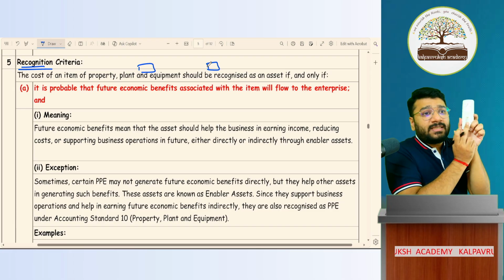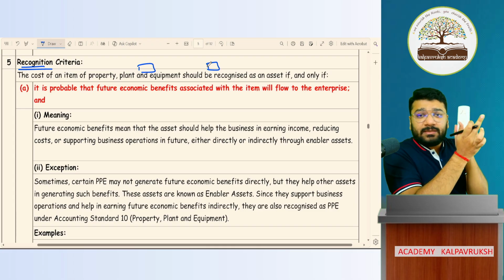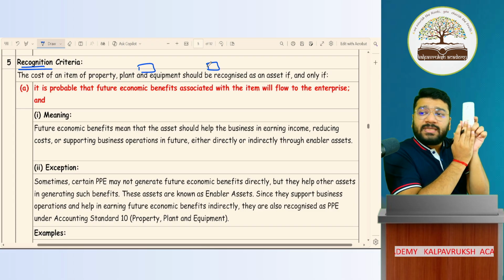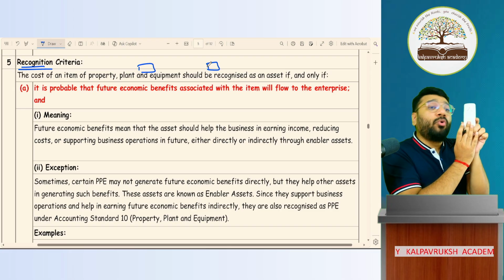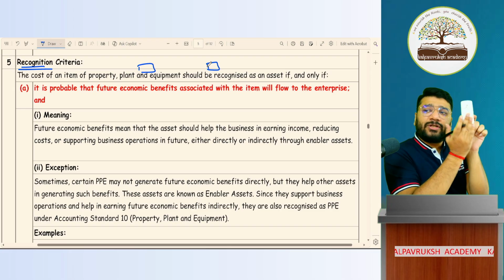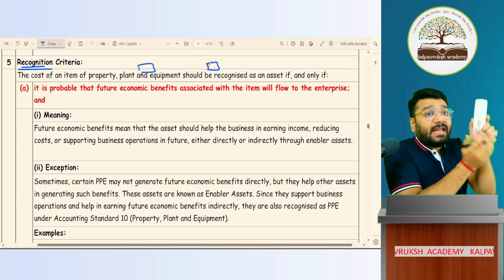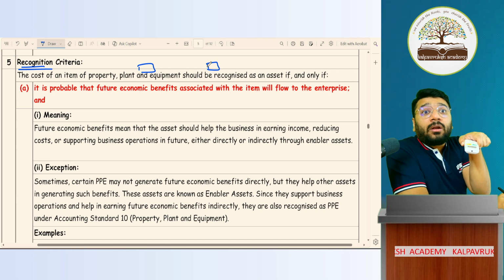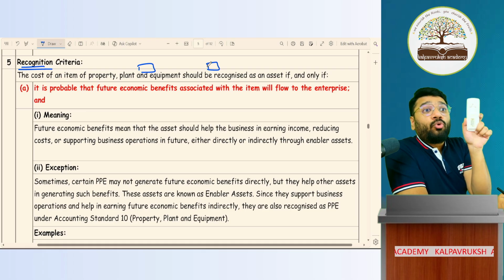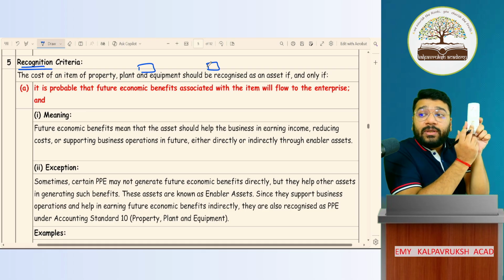Now, once you decide this is a PPE, what is a PPE? It's a tangible asset. I can touch it. I'm going to use this in business. Second, I'm going to use this for more than 12 months. All the three conditions satisfied, so it's a PPE. But now I have to check whether I can actually record this PPE or not. If the two conditions are satisfied, then only I'll record the PPE.